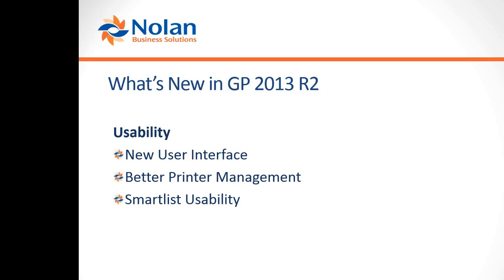Okay, so GP 2013 and specifically R2, they've made significant changes to the usability of Dynamics GP. Like I said before, there's a new user interface. From my point of view, a really nice feature is better printer management. And also, I know a lot of users spend a lot of time working with SmartLists and being able to look at their data in SmartList, and they've made significant changes in SmartList usability. So we'll have a look at how that works inside the product, and then we'll move on.